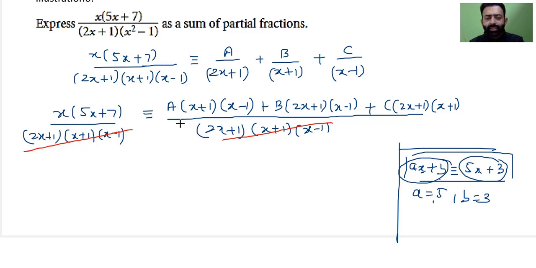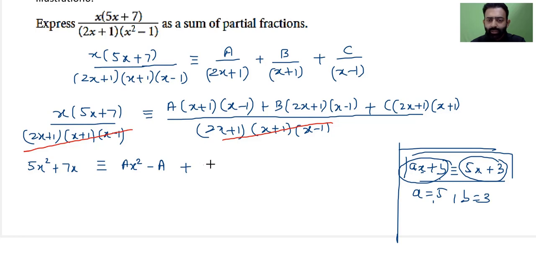So I can cancel these two denominators from both the sides, and in LHS I have 5x square plus 7x, and in RHS we need to separate the coefficient of x square, then x, and then some constants. Now here this is x square minus 1 basically. So 1x square is here, right? You will write this as ax square minus ax minus a only, because this is x square minus 1.